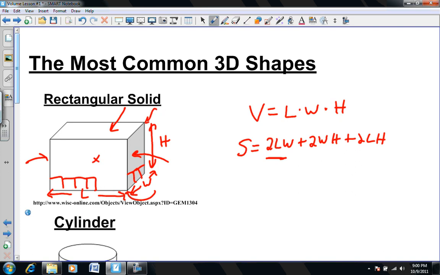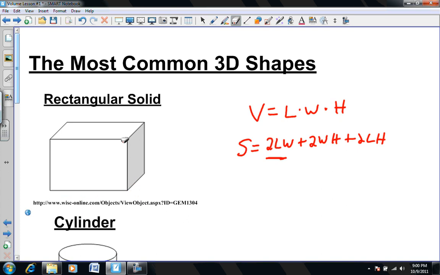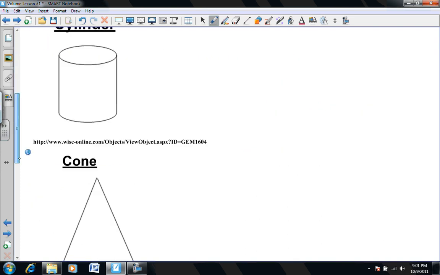Okay, so now that I've made a big mess of this whole thing, let's erase it all again and let me relabel my sides. So I've got my length right here, my width right here, and my height right here. And if you know those three measurements, you can figure out the volume and the surface area of your rectangular solid. Let's go to our cylinder.